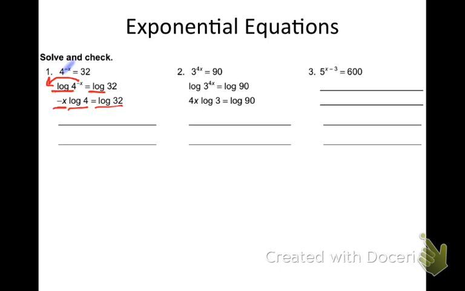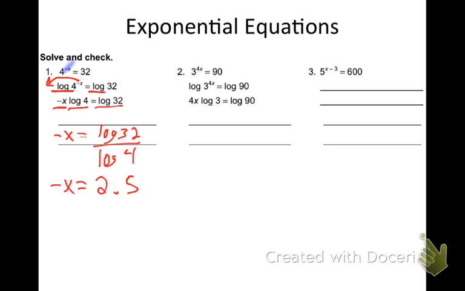I want to solve for x here. What do I need to do now? Divide both sides by log 4. So I get negative x equals log 32 divided by log 4. When you do log 32 divided by log 4, what do you get? 2.5. So I have negative x equals 2.5.